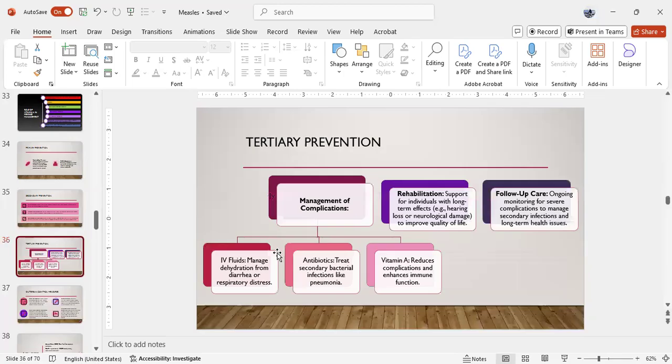Tertiary prevention involves management of the complications by IV fluids for dehydration from diarrhea or respiratory distress, antibiotics for secondary bacterial infections like pneumonia, and vitamin A that reduces complications and enhances immune functions. Rehabilitation, support for individuals with long-term effects, for example hearing loss or neurological damage, to improve quality of life, and then obviously follow-up care, ongoing monitoring of severe complications to manage secondary infections and long-term health issues.